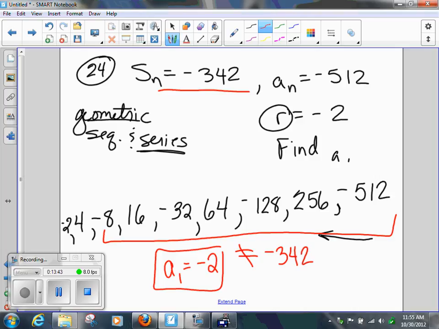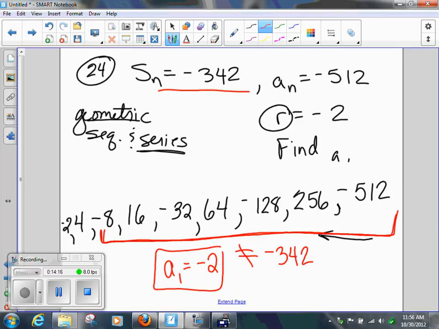When I took this group of numbers right here, because I'm like Anna, I got right here and I thought, surely now, if I add negative 8 through negative 512, all those numbers, it ought to be negative 342. And it wasn't. So I divided negative 8 by negative 2 and got 4. I added those, still didn't get negative 342, so I did it again. Added them all together, sure enough, I got my negative 342.